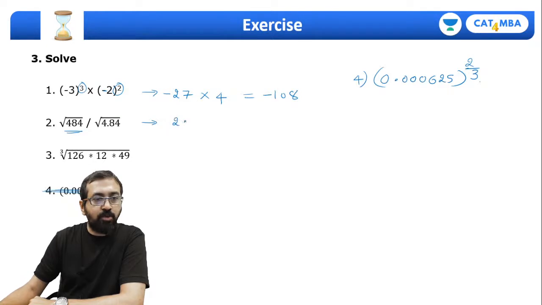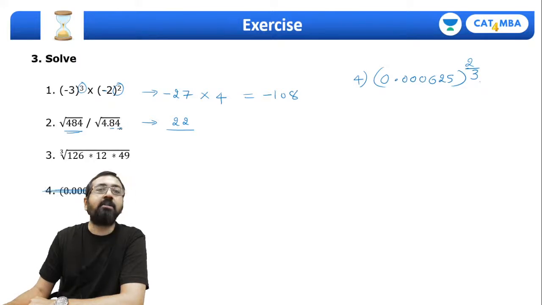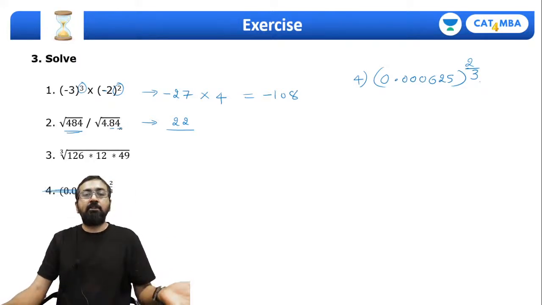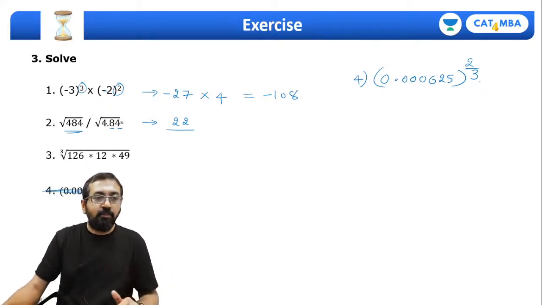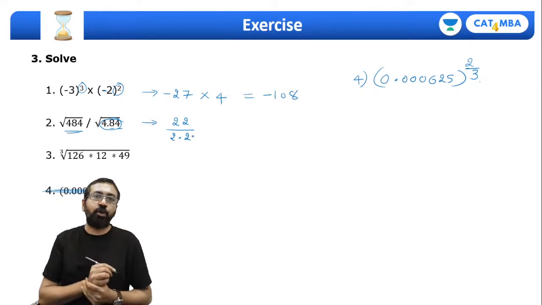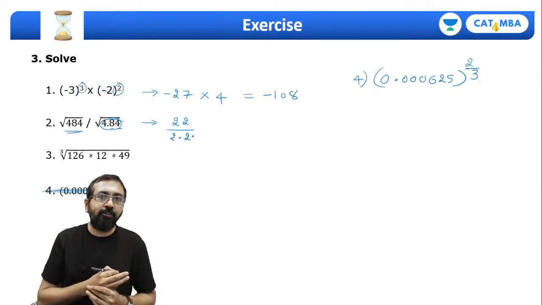Of course, it's 22. Divide by square root of 4.84. So now please remember that rule, 484 square root is 22. And whenever you take square root of a decimal number, the digits after decimal will become half. That means 4.84 has 2 digits after decimal. So my result will have just 1 digit after decimal. So I'll write that as 2.2. So square root of 4.84 is 2.2.